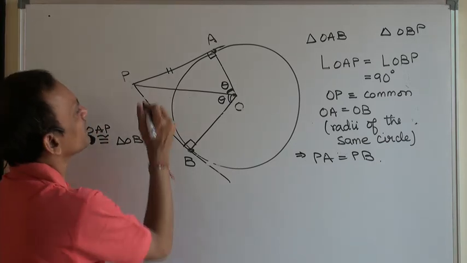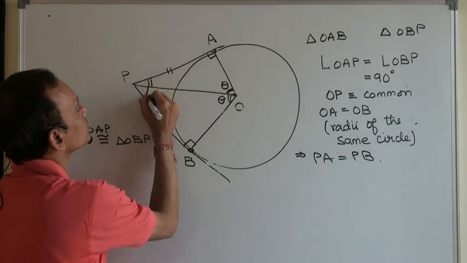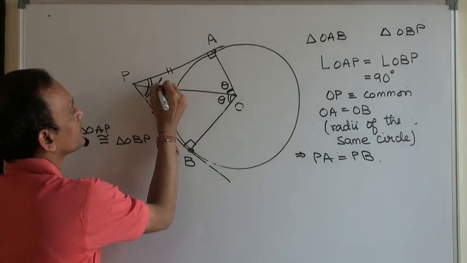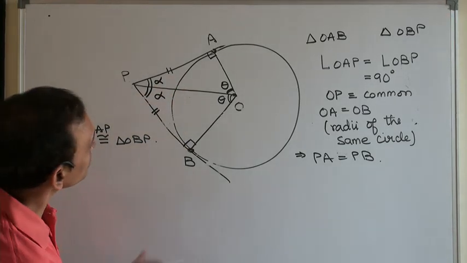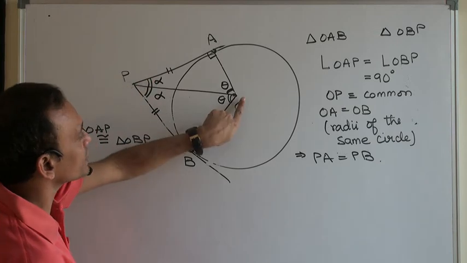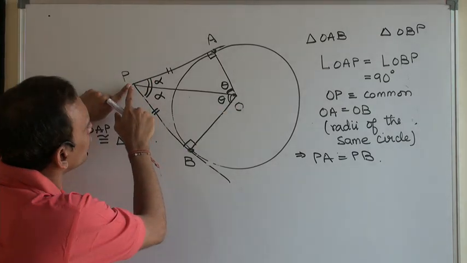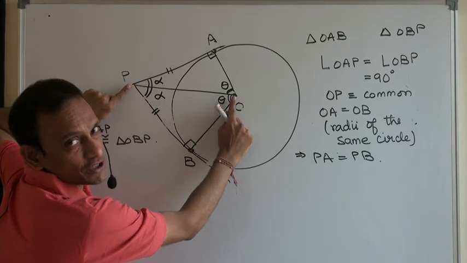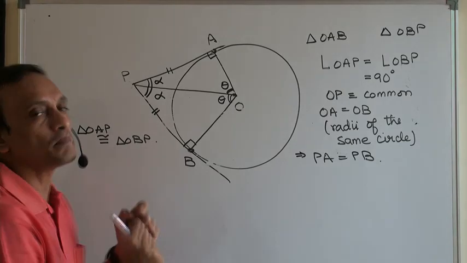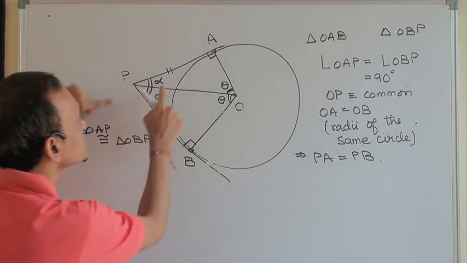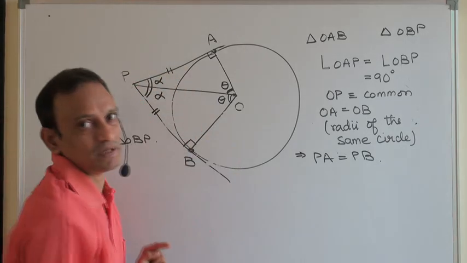Also, very clearly, this angle must be equal to this angle. That means if this is alpha, this must also be alpha. Meaning what? The line joining the external point to the center of the circle must bisect the angle between the two tangents PA and PB, right?